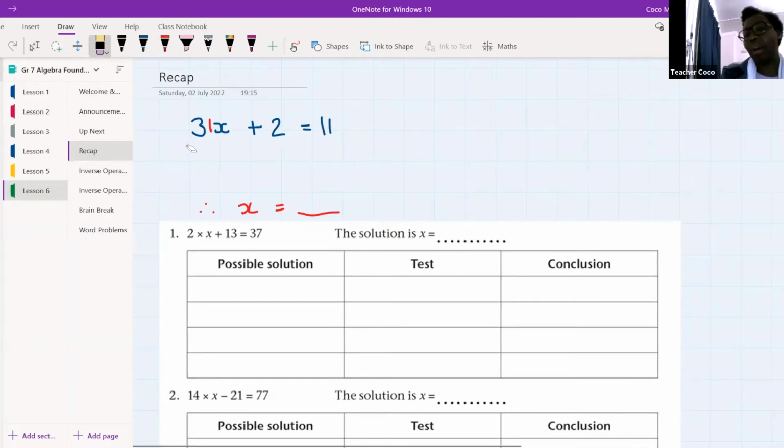Now I would like hands from those of you who know how to do this. We're going to be doing this by trial and error. Who would like to help me out? Is there anybody who'd like to help? All you need to do is think of a number.